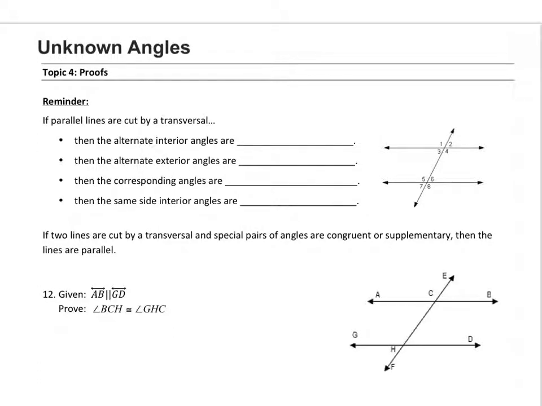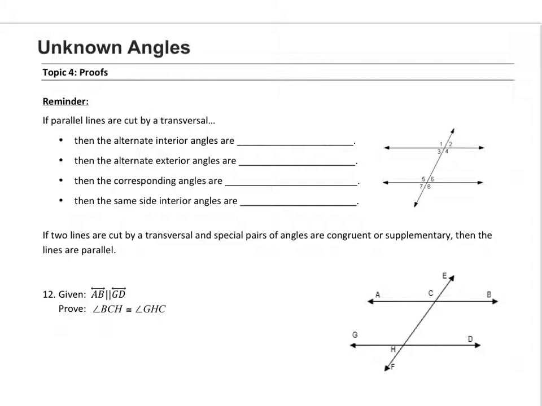In this video, we will be looking at Unknown Angles Topic 4, Proofs. These are just some basic proofs regarding parallel lines, angle bisectors, certain properties such as reflexive, addition, subtraction, transitive, things like that. So we're going to start with a reminder about parallel lines and the types of angles that they form.